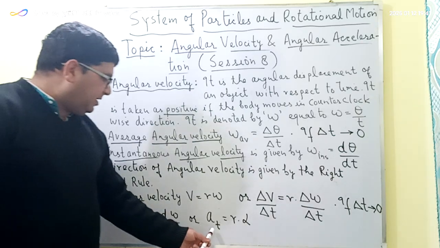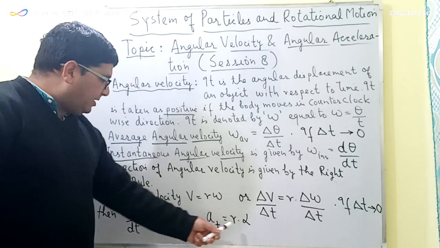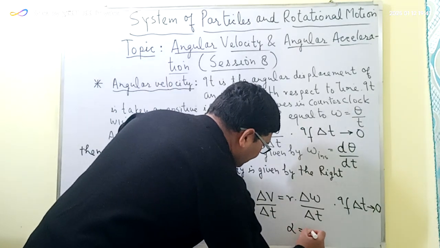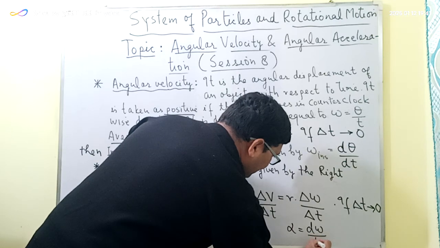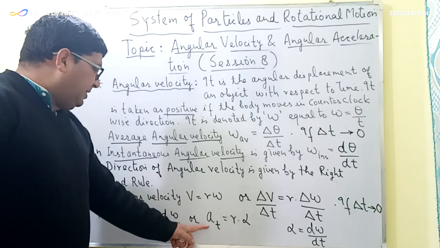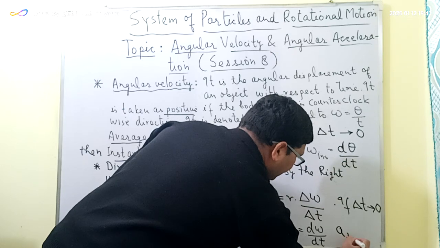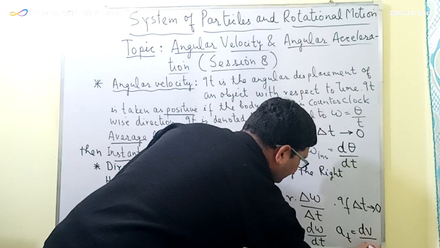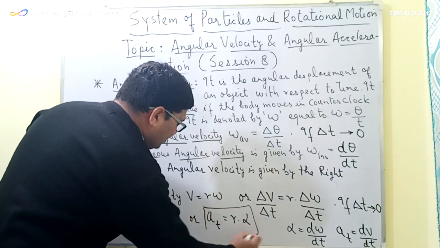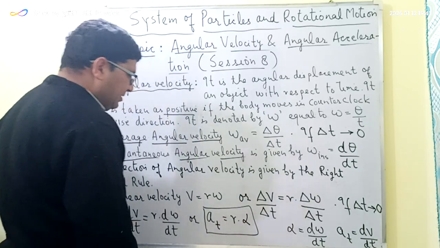Now, if delta t is again tending towards 0, that is, if delta t is very small, then this equation can be written as dv upon dt equals r d omega upon dt. Now, dv upon dt is called the tangential acceleration. At is the tangential acceleration, and this is equal to r into alpha, where alpha is the angular acceleration. Alpha is equal to d omega upon dt. Basically, it is the rate of change of angular velocity, and at is the tangential acceleration, which is equal to the rate of change of linear velocity. So this is an important relation, that is, at is equal to r into alpha. Here at is the tangential acceleration and alpha is the angular acceleration.